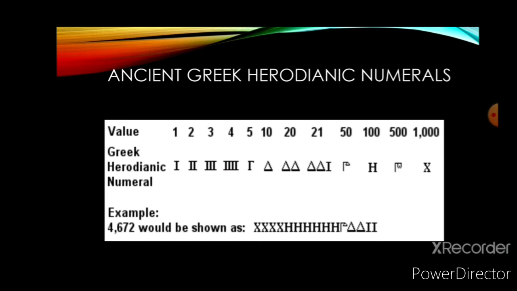For example, there is a flaw in the example given, as for writing 4672, we have to use one symbol of 500 and one of 100 instead of using six symbols of 100. So, it will be written as four symbols of 1000, one of 500, one of 100, one of 50, two of 10, and two symbols of 1.